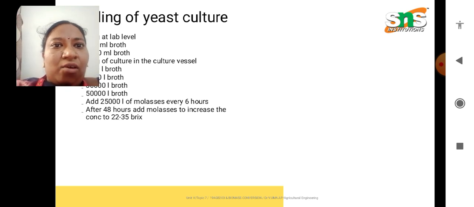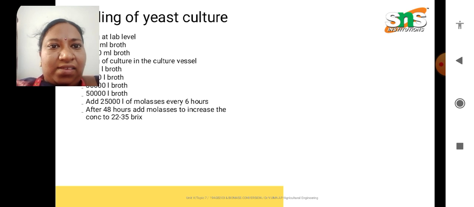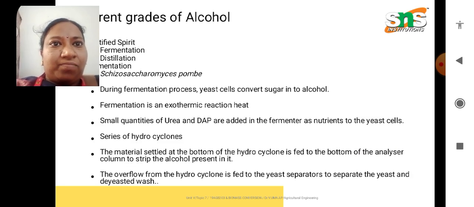Along with this is the milling of yeast culture. Addition of 25,000 liters of molasses every 6 hours. After 48 hours, add molasses to increase the concentration to 22 to 35 brix. So these are the different grades of alcohol.